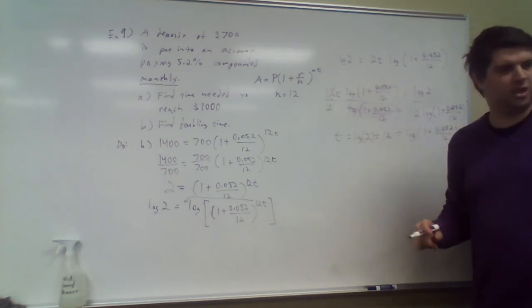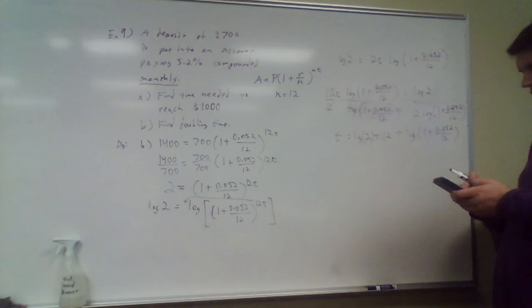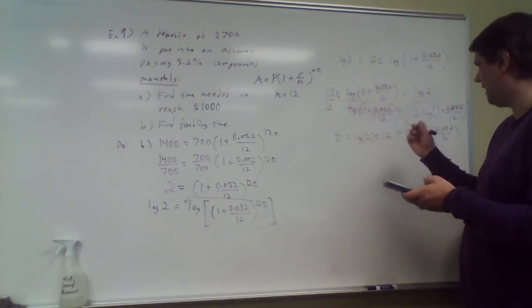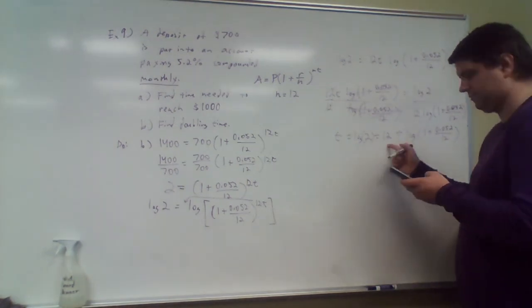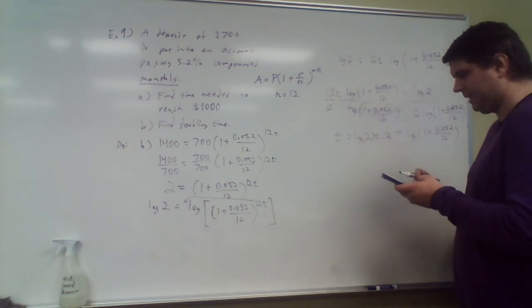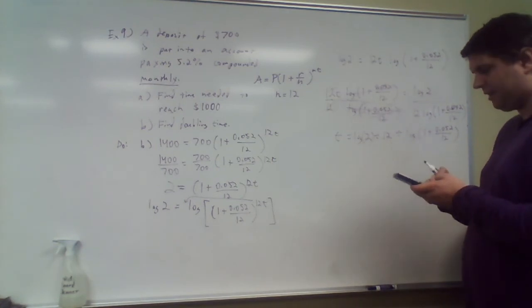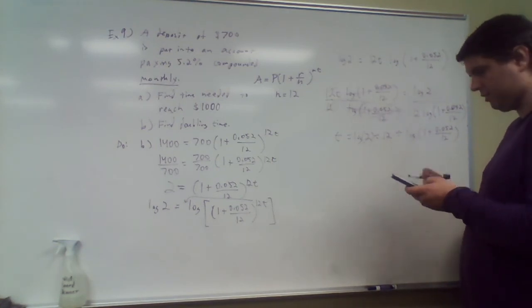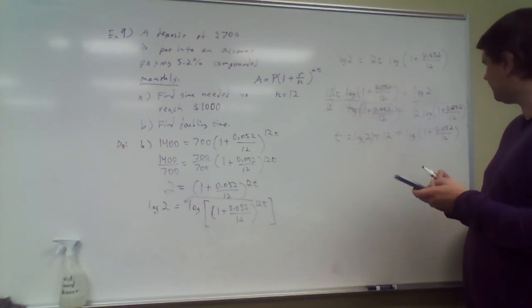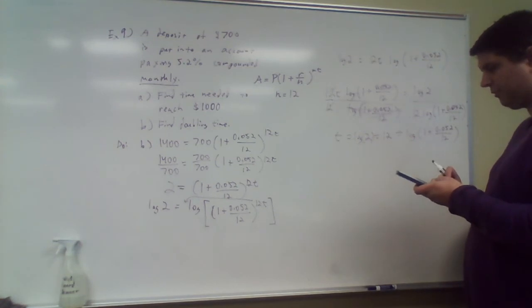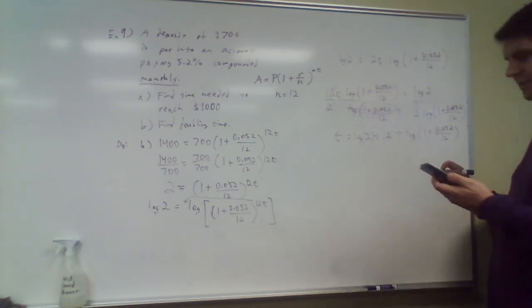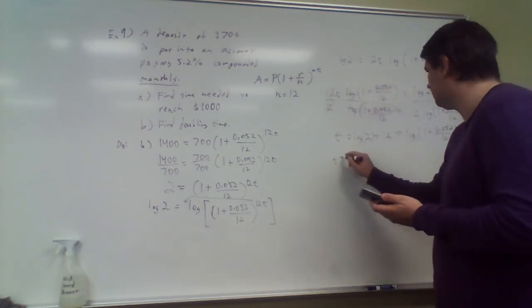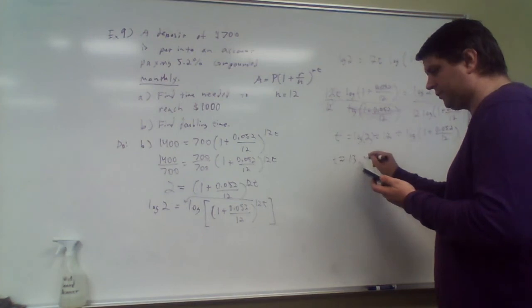All right, so log of 2, hit enter or equal, divide by 12, and then divide, hit enter or equal, and then divide by log, open a parenthesis, 1 plus 0.052 divided by 12, close the parenthesis. I got something that's approximately 13.36 years.